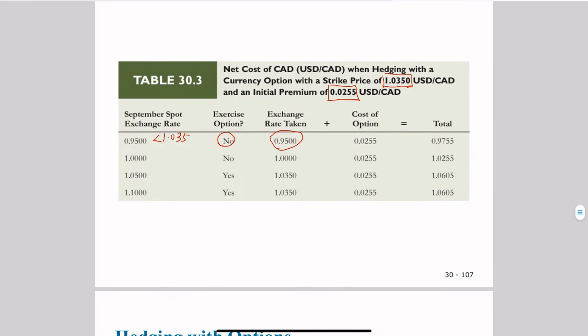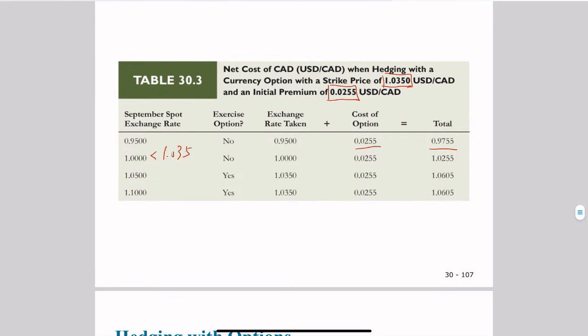But this is the call option. So this option holder has paid the option premium. And the option premium is given by this number, right? So the total cost for this option holder is the spot exchange rate plus the cost of the option, which is 0.9755. And it's similar in the case if the spot exchange rate is just 1. Again, it's below this strike price.